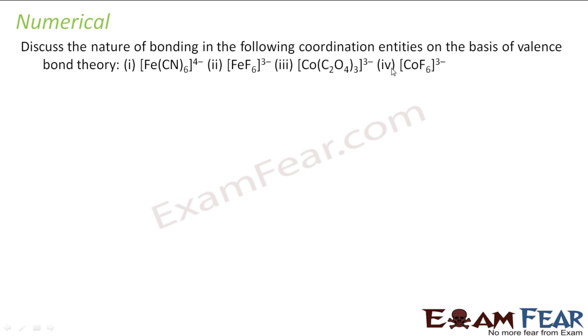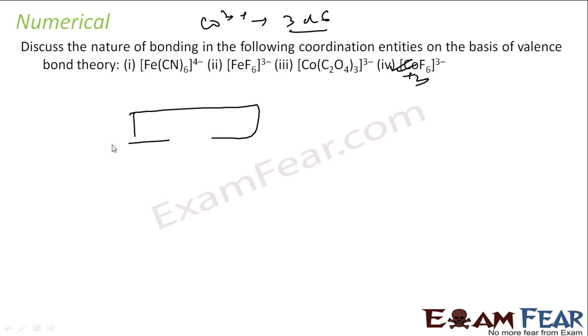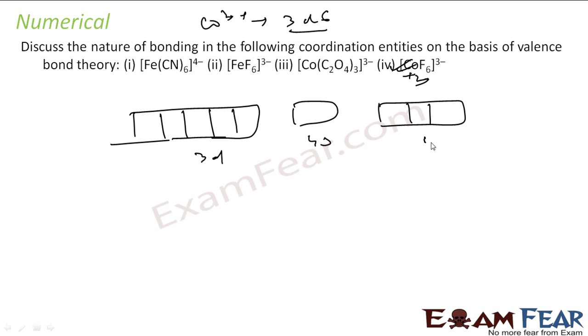Next, take CoF6. Here the oxidation state of cobalt is again plus 3. So cobalt plus 3 we know is 3d6. Again similar to the last example. Okay, this is 3d, 4s, 4p, 6 electrons: 1, 2, 3, 4, 5, 6.